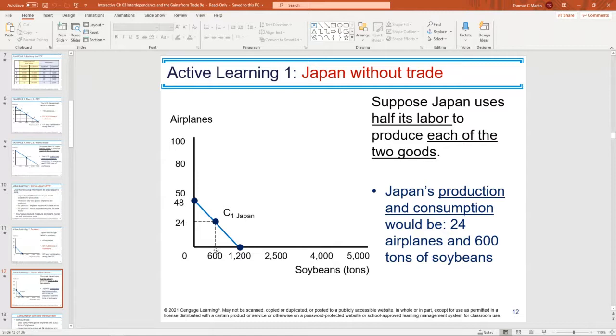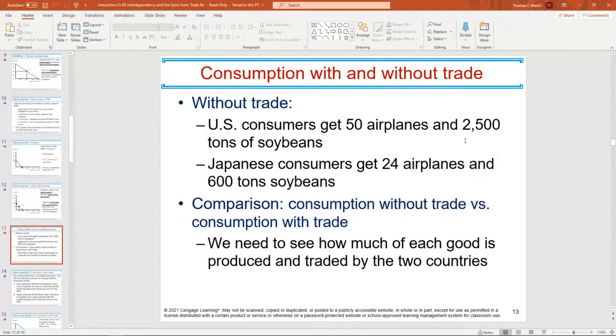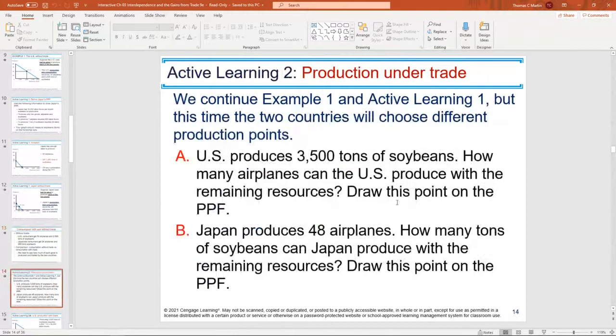So without trade, we can produce 50 airplanes in the U.S. and 2,500 tons of soybeans. The Japanese get 24 airplanes and 600 tons of soybeans. That's without trade. Now, if we bring trade into the equation, we're going to look at different production levels. The U.S. produces 3,500 tons of soybeans. How many airplanes can the U.S. produce with the remaining resources? It's going to have us draw the PPF, and we'll see that in a moment. The same thing with Japan.